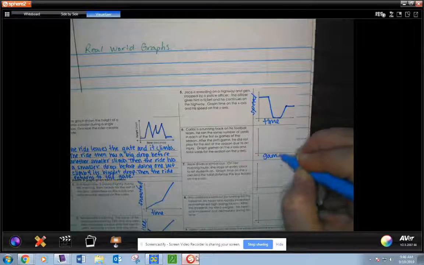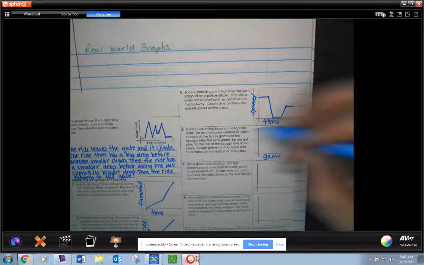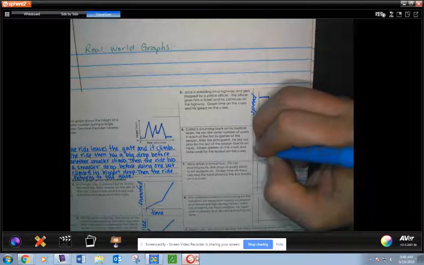Okay, Carlos is running back on his football team. He ran the same number of yards in each of the first 6 games of the season. After the 6th game, he did not play for the rest of the season due to an injury. Graph games on the x-axis and total yards for the season on the y. So this would be yards.